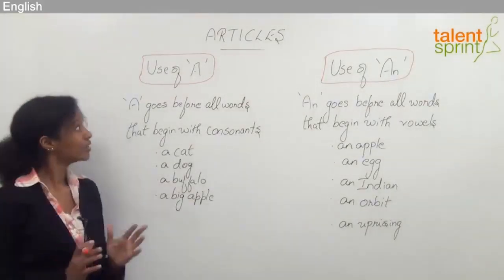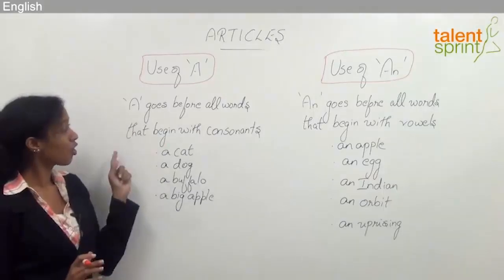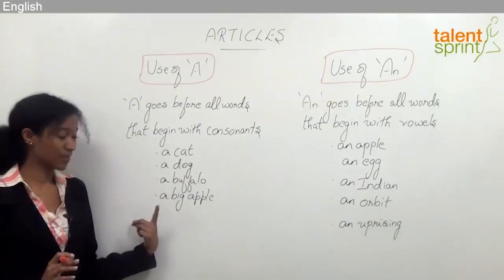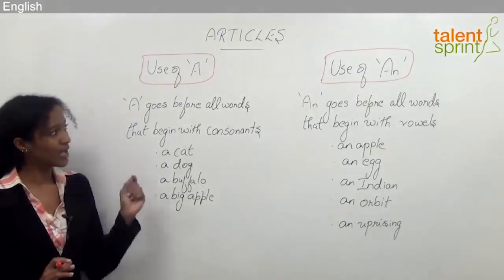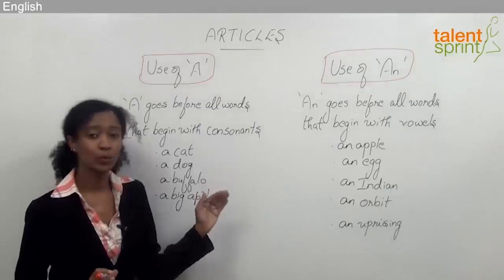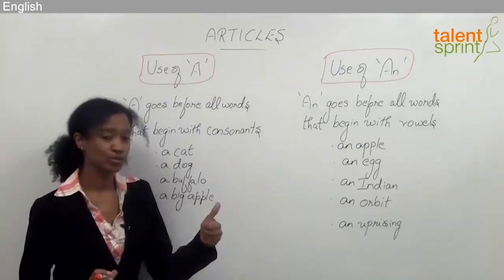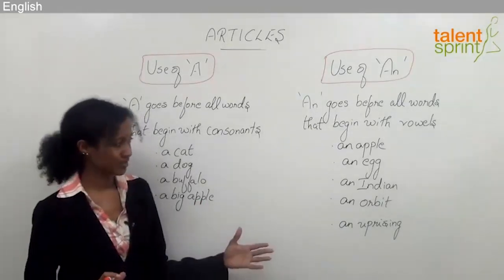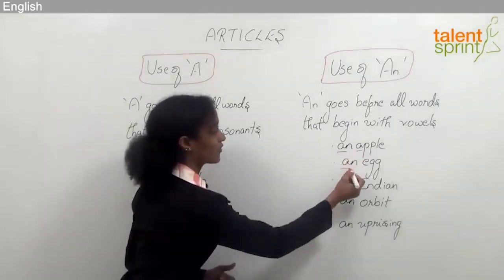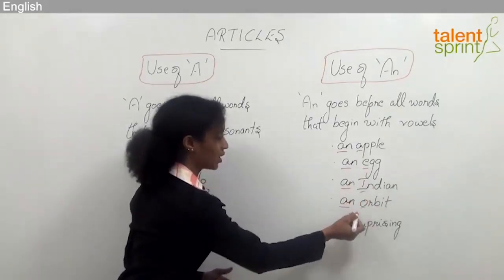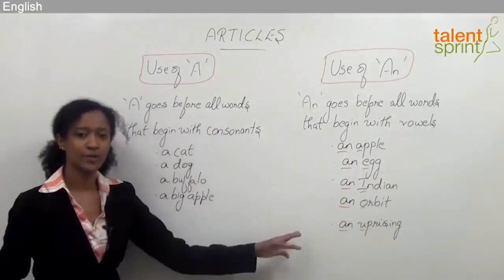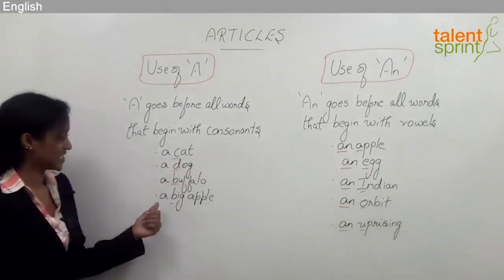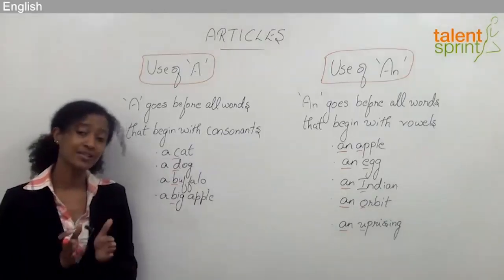So to recap, a goes before all words that begin with consonants. A cat, a dog, a buffalo, a big apple. And an goes before all words that begin with vowels. An apple, an egg, an Indian, an orbit, an uprising. So if you saw all the vowels A, E, I, O, U, it goes before that. And all the consonants, here I've just listed C, D, B, and B again. Okay, now let's look at the exceptions.